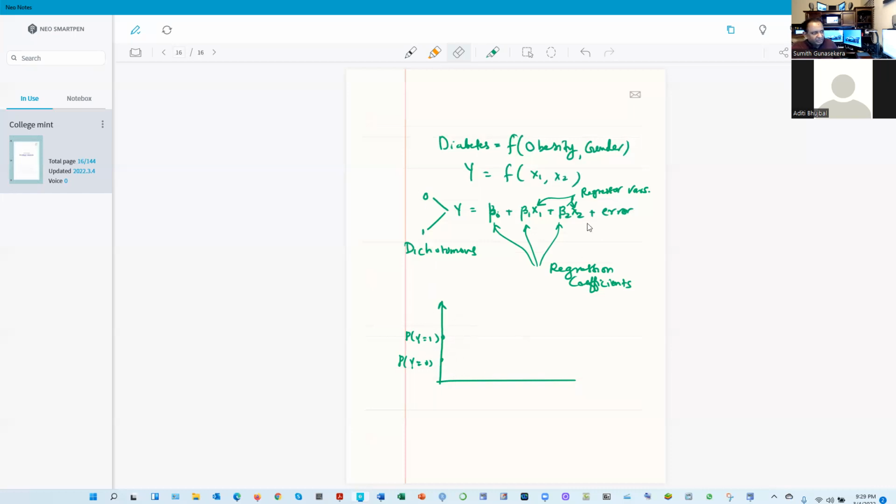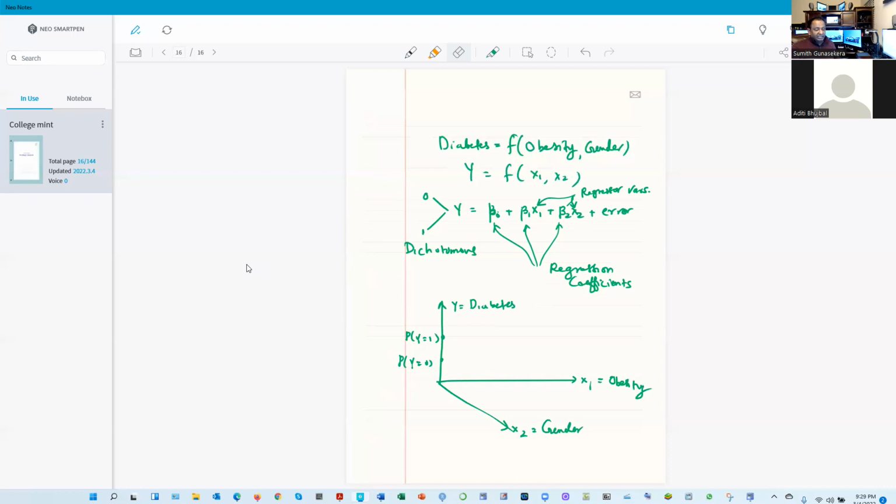Since it is a binomial distribution, you cannot tackle this equation this way. That's why we're going to rearrange it and bring it to a logistic regression format. Here you have x1, here another one x2. X1 you can talk about as obesity, this one gender, and y is your response variable, which is diabetes.